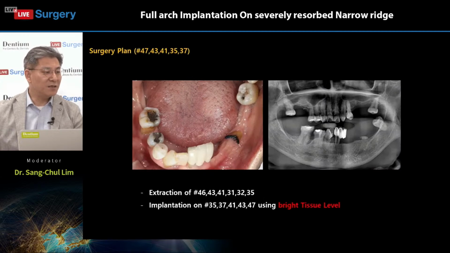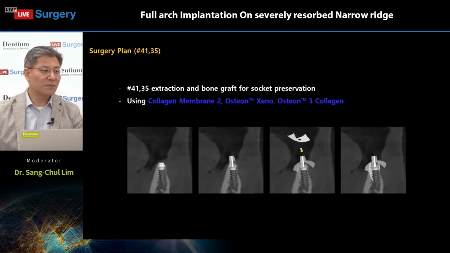So the surgery plan is here: extraction of all the remnant teeth except numbers 44 and 45, and implantation on numbers 35, 37, 41, 43, and 47 using bright tissue level implants. Dr. Chung frequently uses this bright tissue level implant to save the ridge and minimize the GBR procedure and bone grafting, especially in elderly and compromised patients. Numbers 41 and 35 will have GBR with bone grafting simultaneously with implantation.